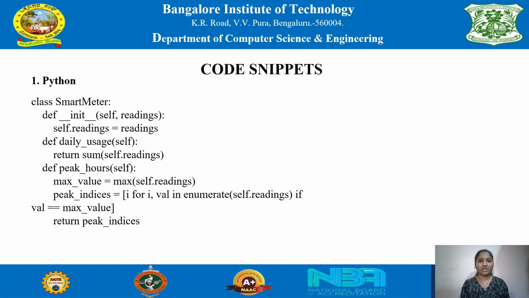Code snippets. Python code, smart meter logic. This Python class represents a smart meter. It takes electricity readings as input. The daily usage method calculates the total energy used in a day. The peak hours method finds the time when electricity usage is highest. So Python analyzes the consumption data.